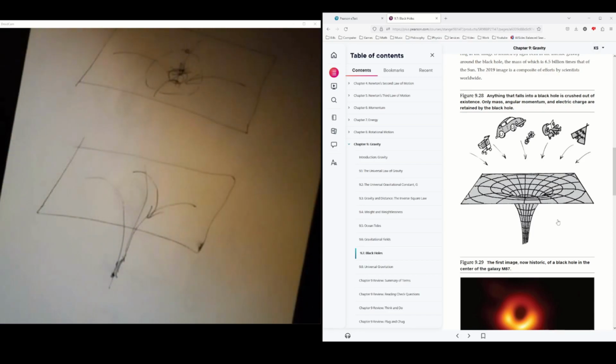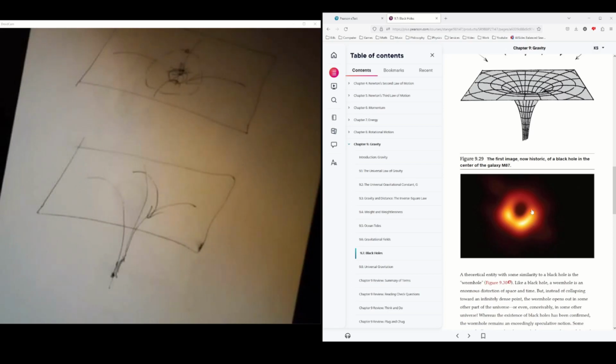And that's why we call it a black hole, because nothing can escape it, not even light. And here's the first picture of a black hole. The black hole always being the black circle.